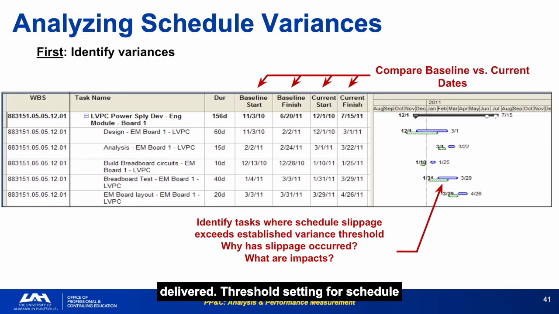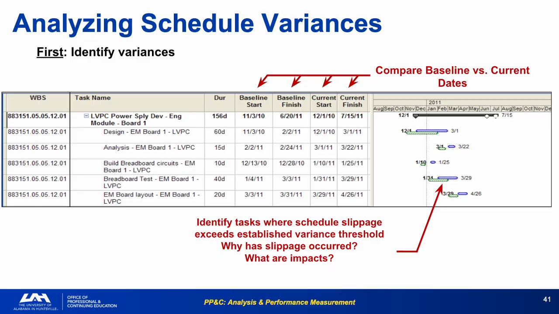Threshold setting for schedule variance reporting should be done at the beginning of the program, not after variances have already appeared. Identifying the variance is the easy part. The value is in the analysis of cause and impact that follows. The variance number is the beginning of the conversation, not the end.